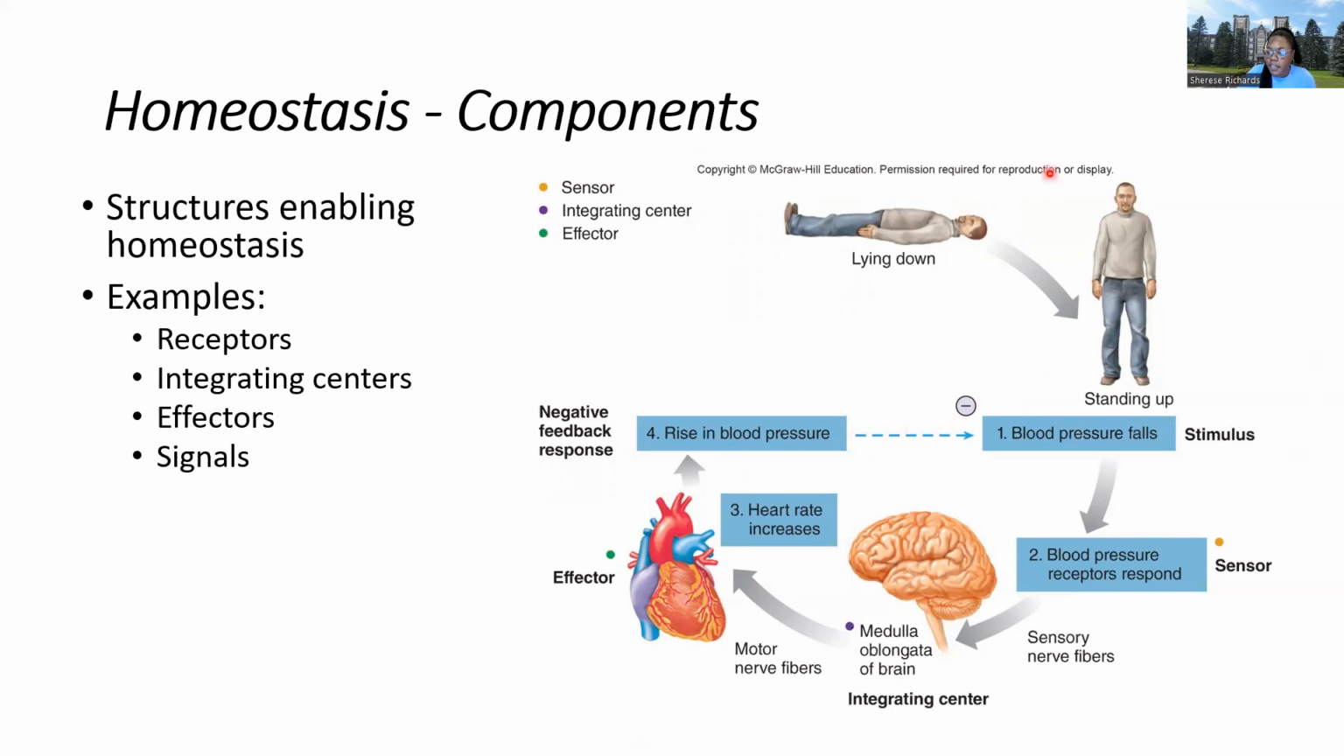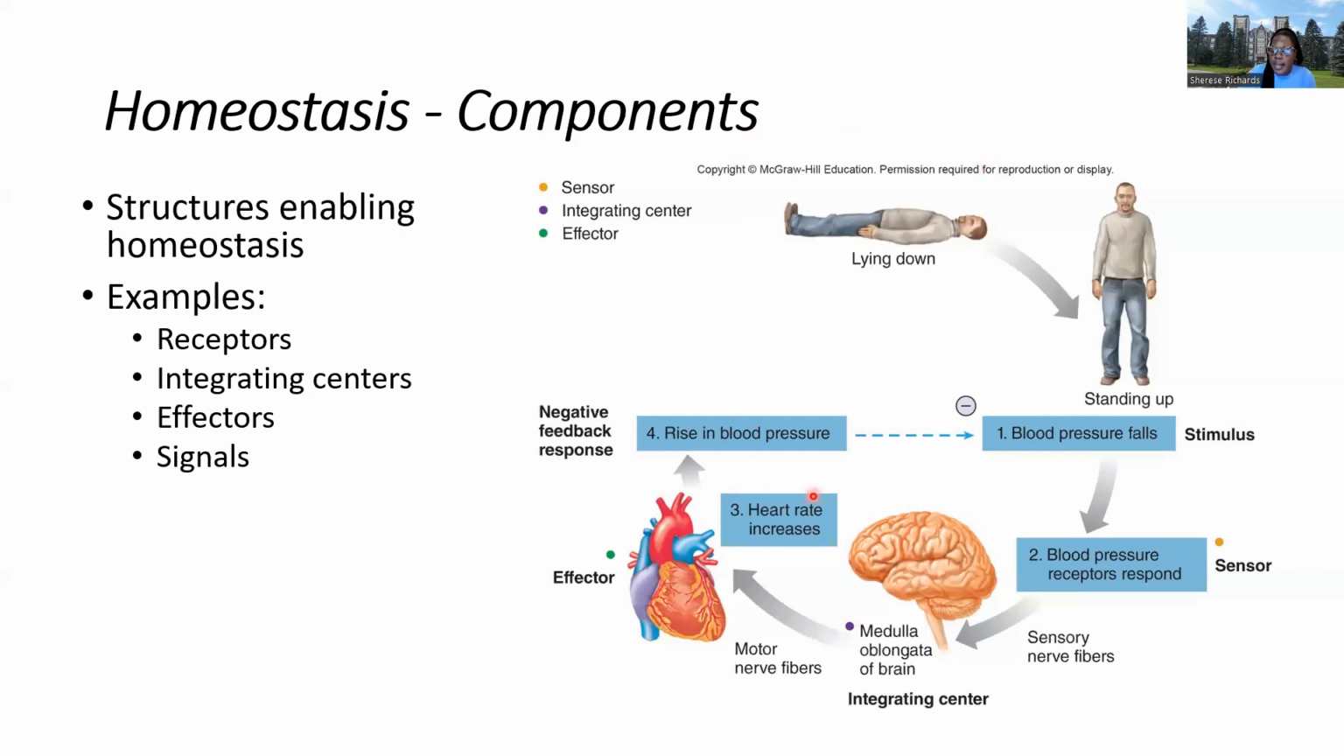So here's a very different example. This one is regarding blood pressure, and we're going to illustrate how those four players are involved. So let's start with the receptors. The receptors are going to be picking up or detecting any changes.